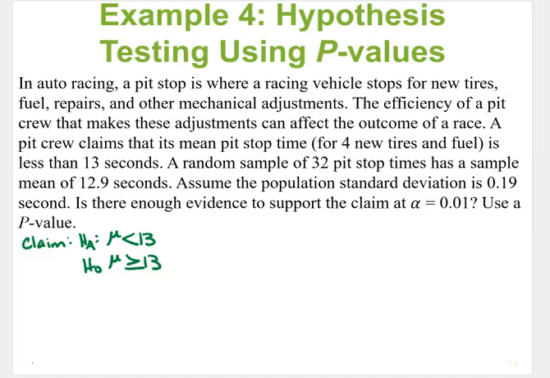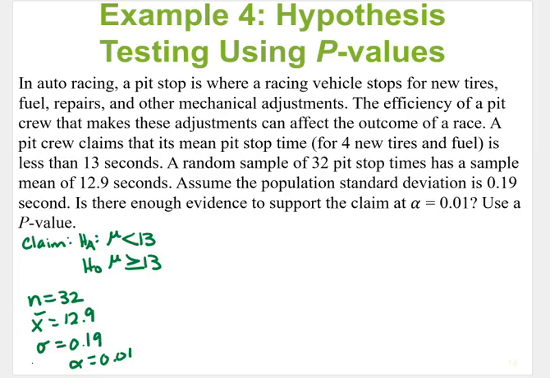It says a random sample, so they already told us it's random, excellent, of 32, so my n is 32 pit stops, has a sample mean, so there's my x bar, of 12.9. Assume the population standard deviation, there's my sigma, is 0.19. Is there enough evidence to support the claim? And they're telling me the alpha. The alpha is 0.01. So we have to walk through the whole process and see what we can see.